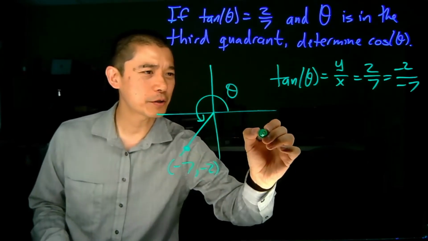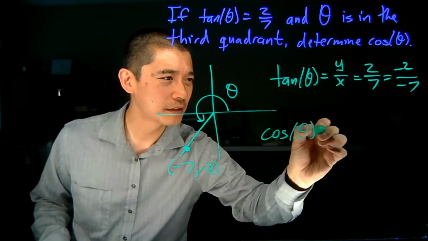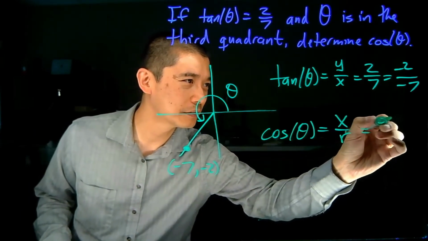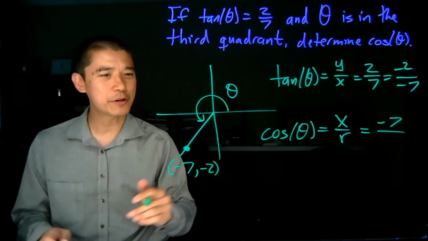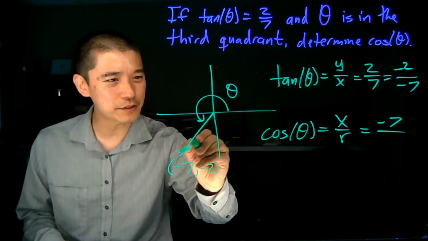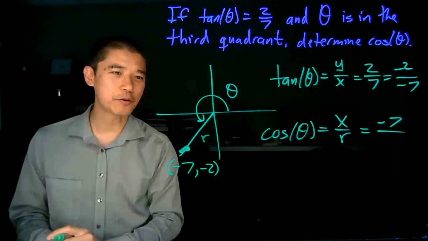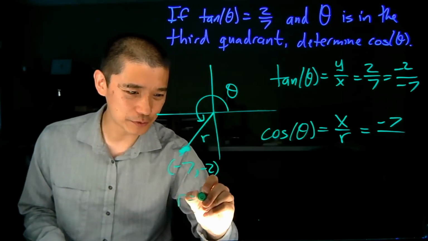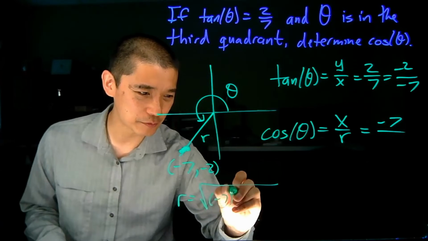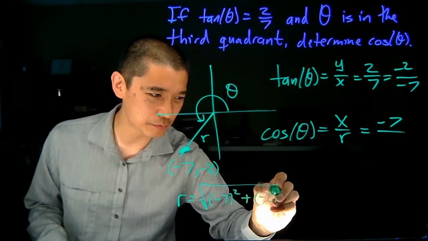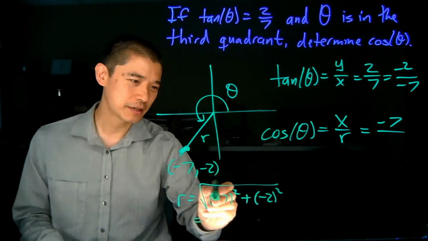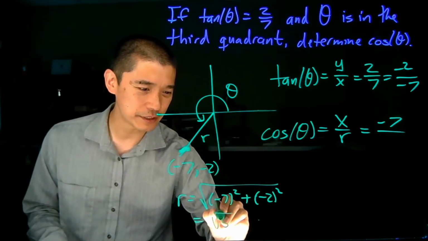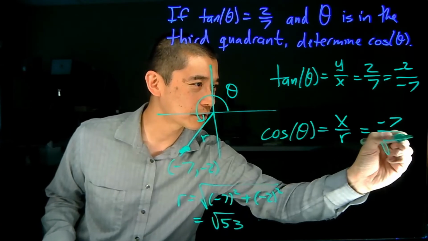At this point, we want cosine of theta. Cosine theta is x over r. Well, we have our x coordinate right here. But what we don't have is the r value. Remember, the r value is the distance from our point to the origin. Well, to get that, we use the distance formula. R is equal to the square root of negative 7 squared plus negative 2 squared. That's our x squared plus y squared. 49 plus 4 is 53, square root of 53. And so we can just plug it in, square root of 53.